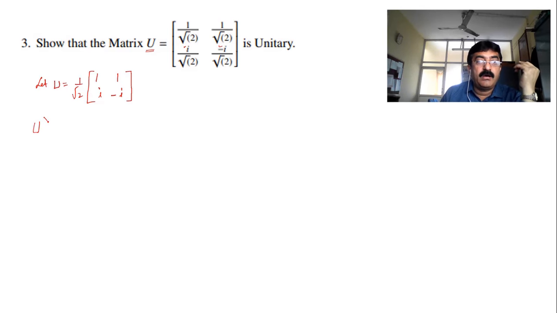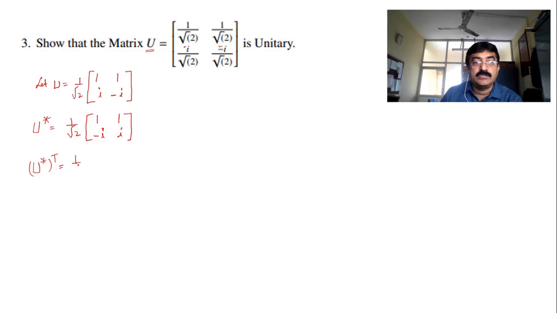Next I go for the complex conjugate of this. 1 by root 2 remains as it is. 1 remains as it is. This i becomes minus i, and minus i becomes plus i. Are you following? Yes, I hope you are following. Next I take the transpose of this. After the complex conjugate, you take the transpose, that is 1 by root 2 times the matrix with first row 1, minus i and second row 1, i. So this is the transpose: the first column is the first row, the second column is the second row. This itself is U dagger, this itself is the Hermitian.